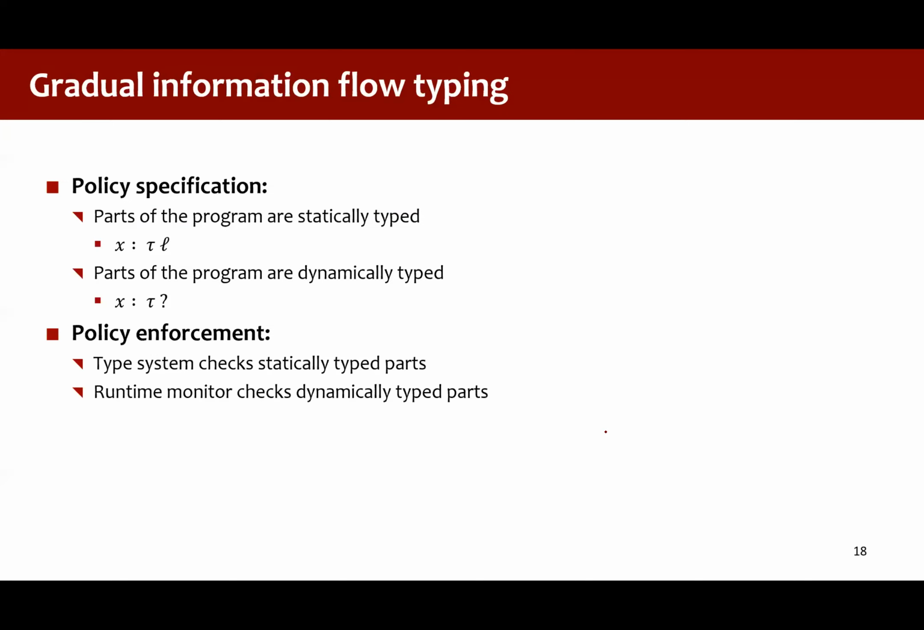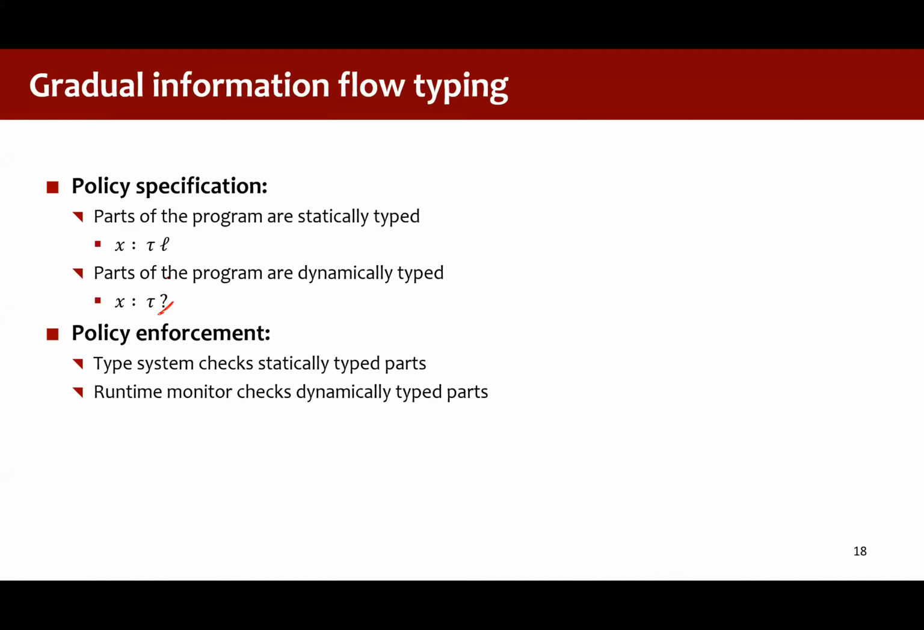The idea here is that instead of having the programmer specify the policy everywhere, I'm going to have parts of the program have policies. So for example, here, I can say that X is going to have a low or high label, but for other parts of the program, I'm not going to ask the programmer to tell me what the label is. Instead, it can be assigned this dynamic label, question mark. So X will have type tau with a question mark label, meaning that I don't know the label of X, just do the right thing at runtime.